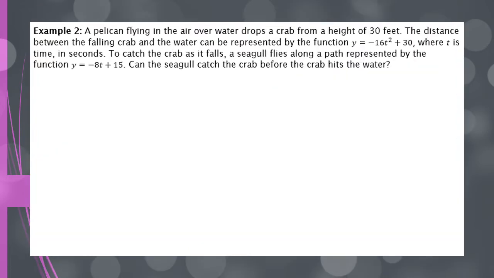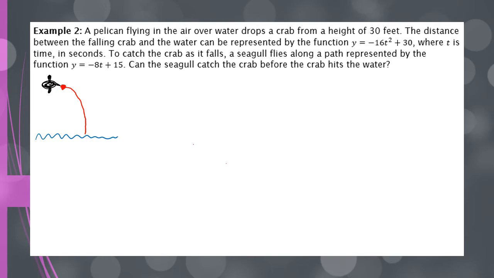In this problem, we are talking about a pelican that's flying over the water. So I'm going to attempt to draw a picture here. So here's the water, and there's a pelican that's flying up here, and I'm really bad at drawing birds. So here's the pelican that's carrying a crab. So this is going to be the crab. We'll just pretend that red dot's the crab. And it drops the crab, and it starts to fall down to the water following the path of a parabola.